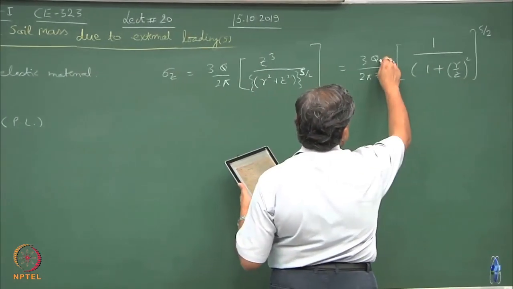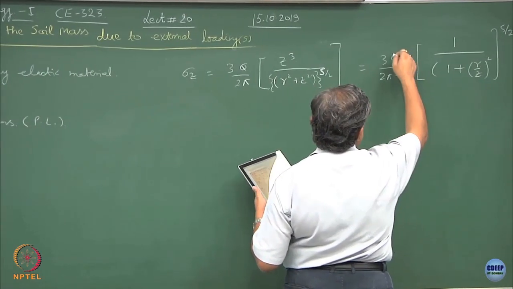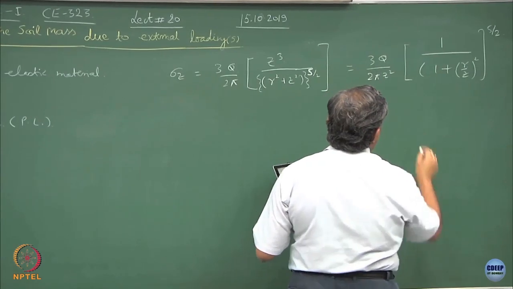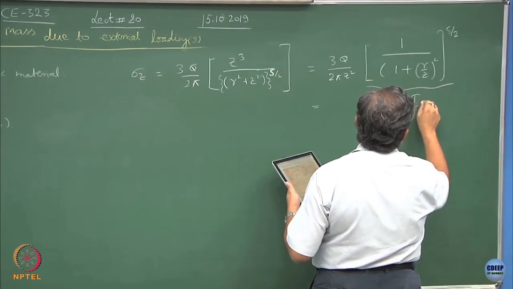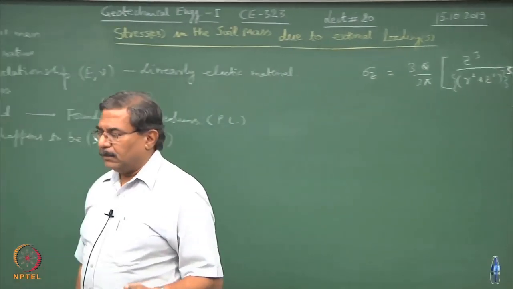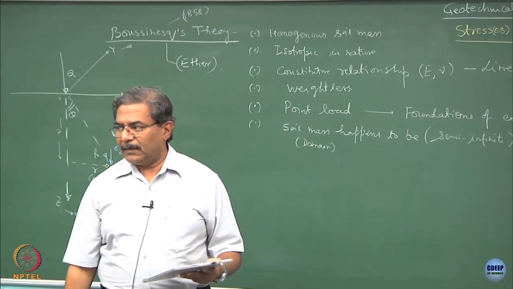Q is the load, z square is a sort of a area. So, this becomes a pressure term, 3 upon 2 pi is the solution. Normally what we do is, we replace this term as IB, and this is what is defined as the influence factor, alright, influence factor IB.